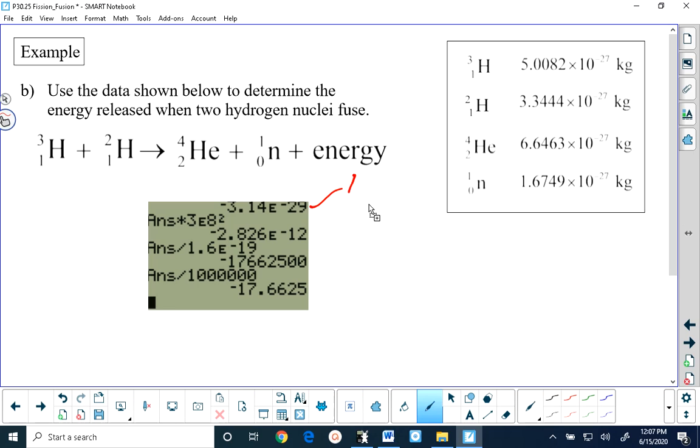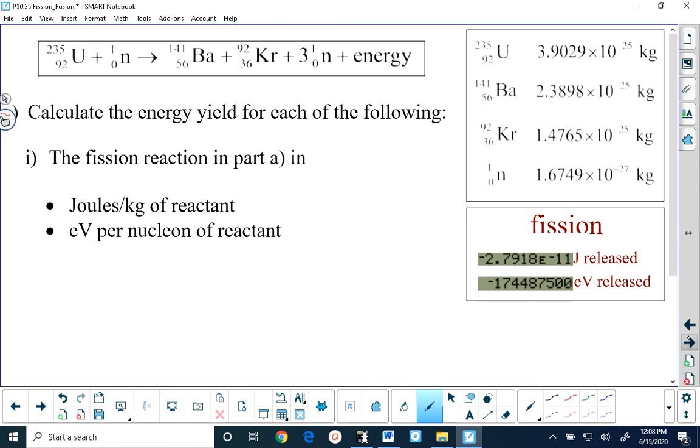So this is the change in mass. This is the energy released in joules. This is the energy released in electron volts. And this is millions of electron volts. Now C asks us to do a number of things.